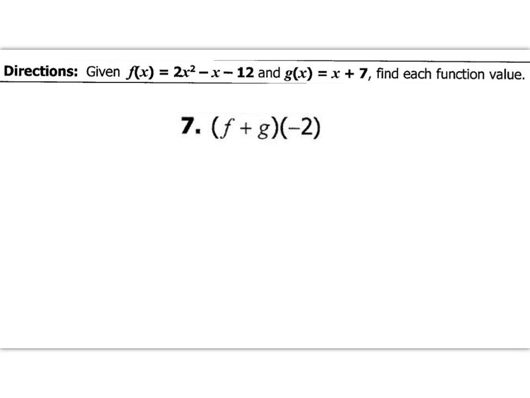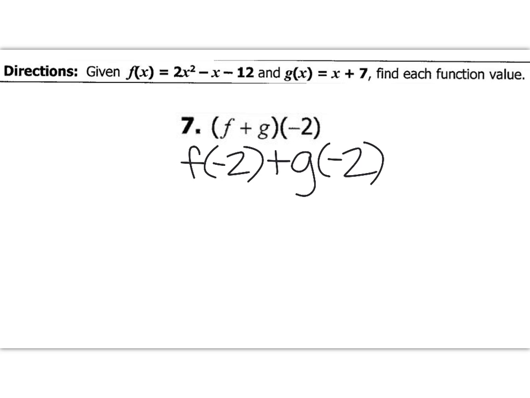All right, we're going to skip over to number 7 because it's slightly different. Numbers 5 and 6 are very similar to 1 through 4, which we just went over. Number 7 is different because instead of saying f plus g of x, we're saying f plus g of negative 2. So we want to rewrite this slightly differently. Instead of saying f of x plus g of x, we want to say f of negative 2 plus g of negative 2. And anytime we see an x, we're going to plug in negative 2 into each expression.